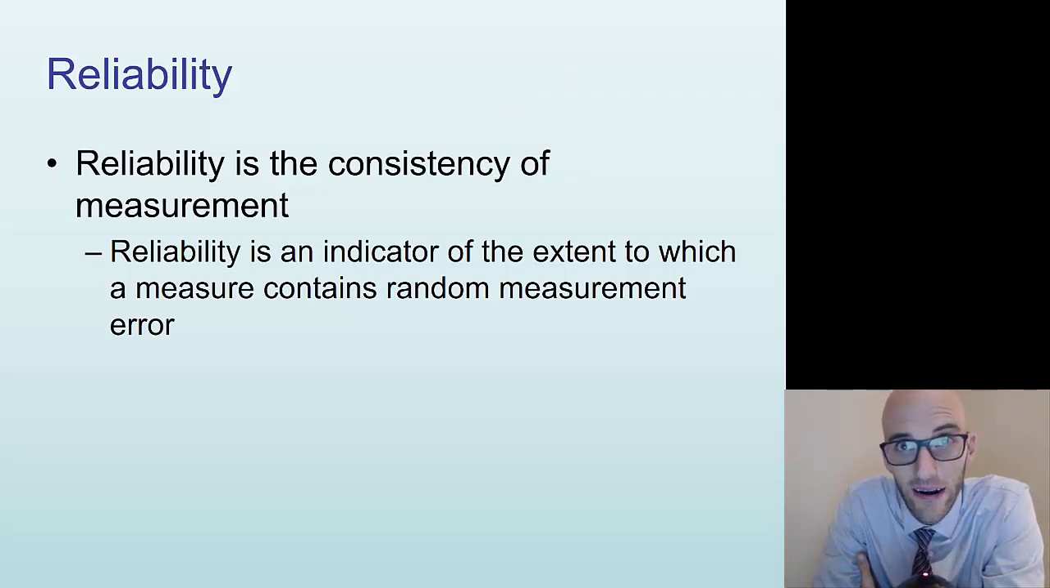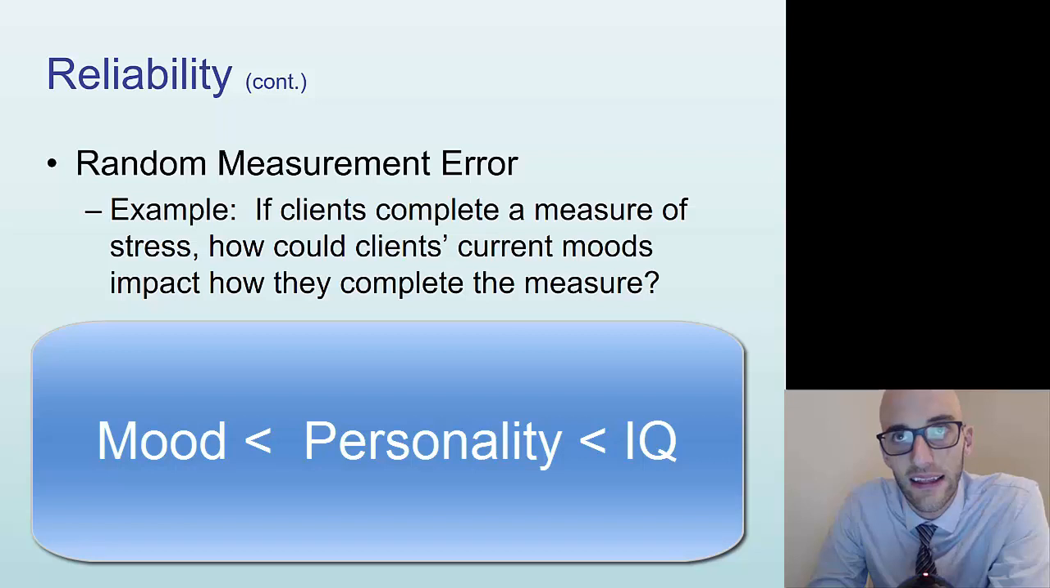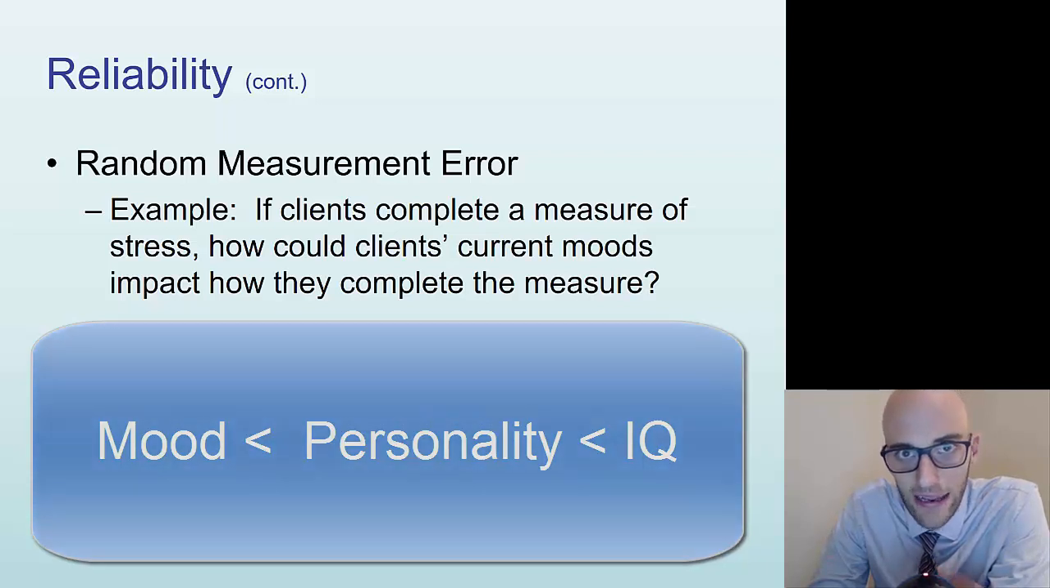So again, random measurement error is an error that we really can't control. An example of random measurement error is if a client completes a measure of stress, how could the client's current mood impact how they completed the measure? And certainly mood is something that fluctuates pretty regularly. There can be changes of mood from minute to minute for some people, or even faster than that from what I've seen in my clinical practice, versus something that might be more consistent over time, such as personality traits, or even more consistent than that is probably IQ.